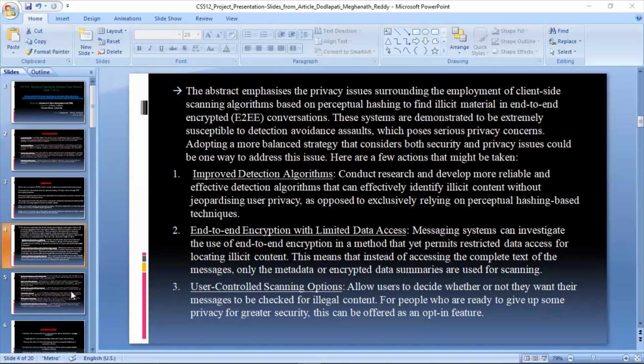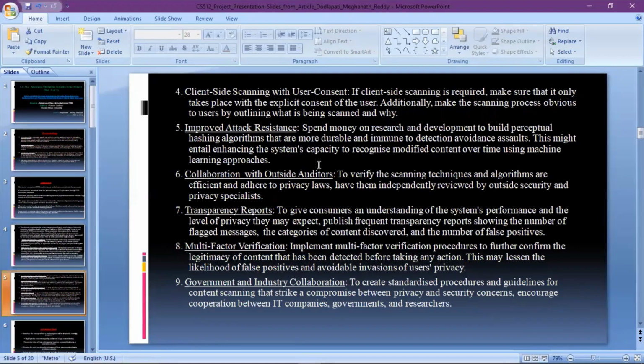Coming to the fourth one, client-side scanning with user consent. If client-side scanning is necessary, ensure that it only occurs with explicit user consent and make the scanning process transparent to users, explaining what is being scanned and why.